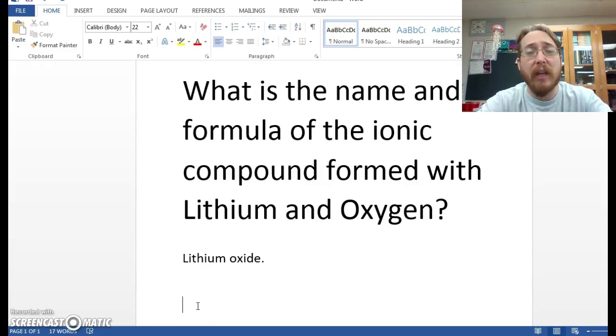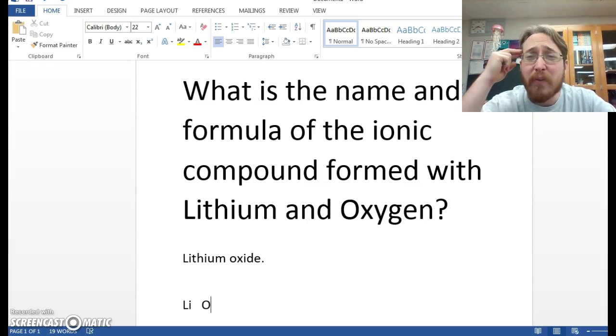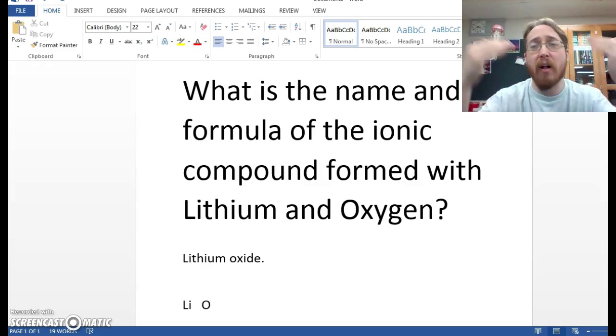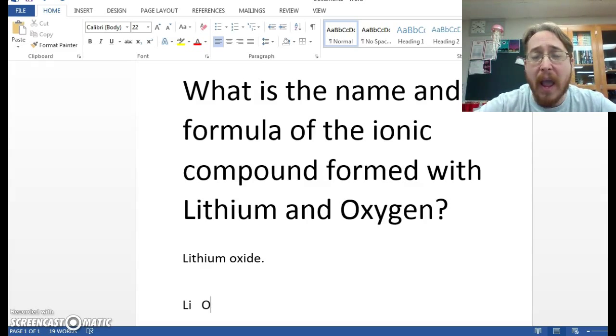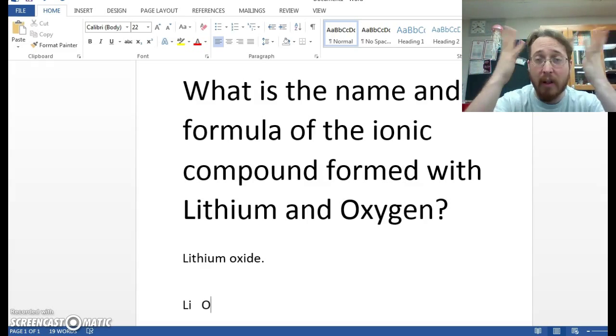Well, that's a little more tricky. For the formula, we have to find the symbols. Well, we can look lithium up. We know that the symbol for lithium is Li. We can look oxygen up and know that the symbol for oxygen is O. So we know that we're going to use Li and O in the formula. Now, what we need to do is find the count. How many lithium ions is it going to take to make a neutral compound so that when they all come together, their charges equal 0? And how many oxygen is it going to take for them to come together and make a neutral compound so that they all equal 0?